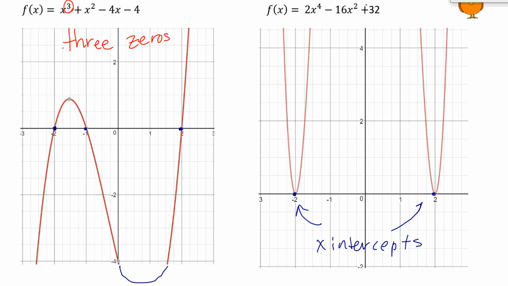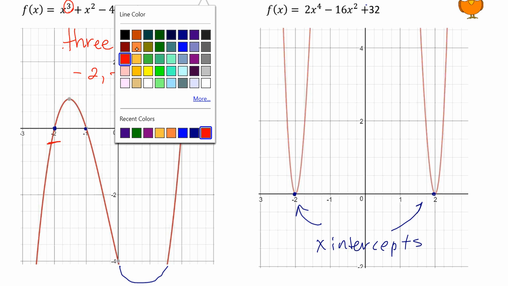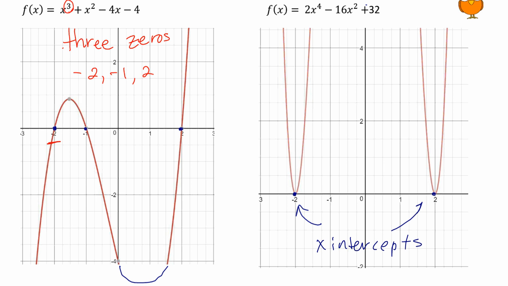Are supposed to have 3 zeros, and is that what we see? Absolutely. Look at that graph, and it's got -2, -1, and 2. Okay, this one over here says we're supposed to have 4 zeros.